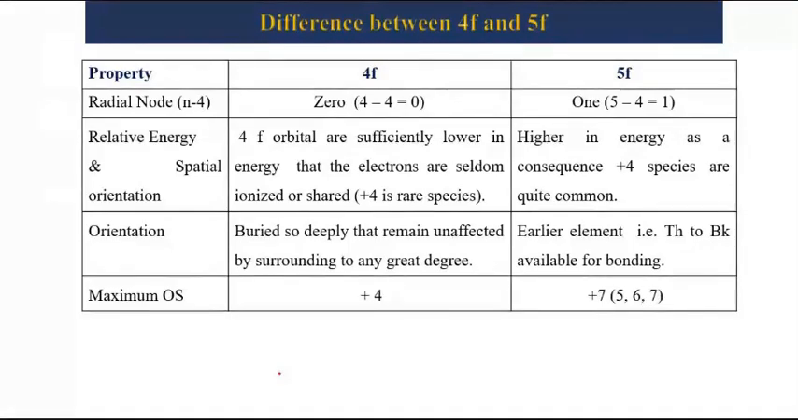So the basic difference between these two is that the incoming electrons are going to be filled in 4f in one and in 5f in the other. Okay, so now let us find out what differences these two orbitals have. First is the radial node. What is radial node and what is angular node?